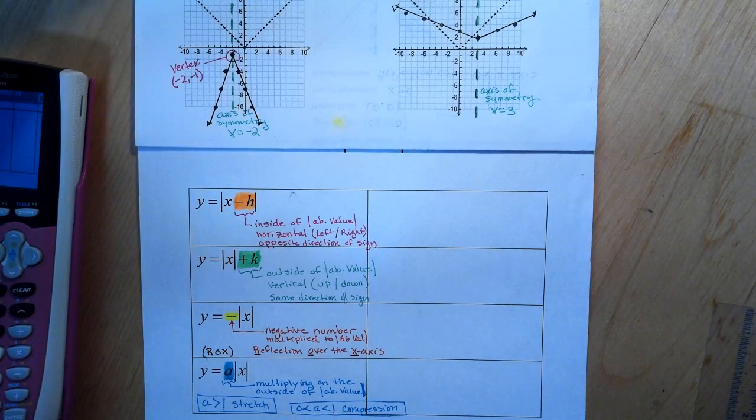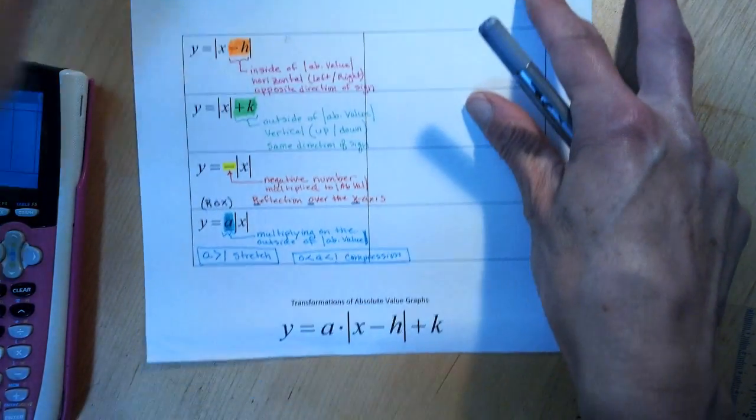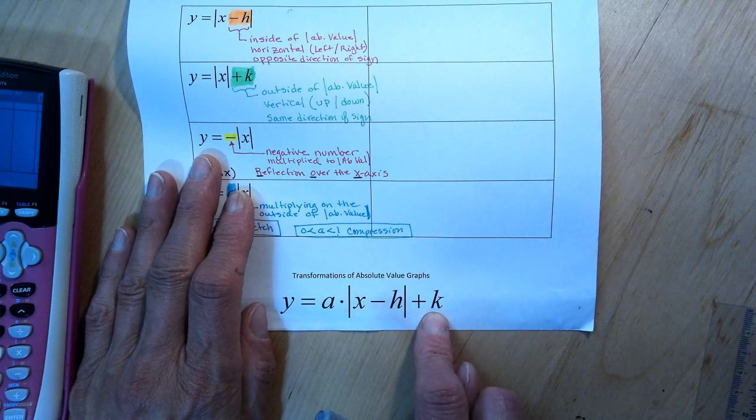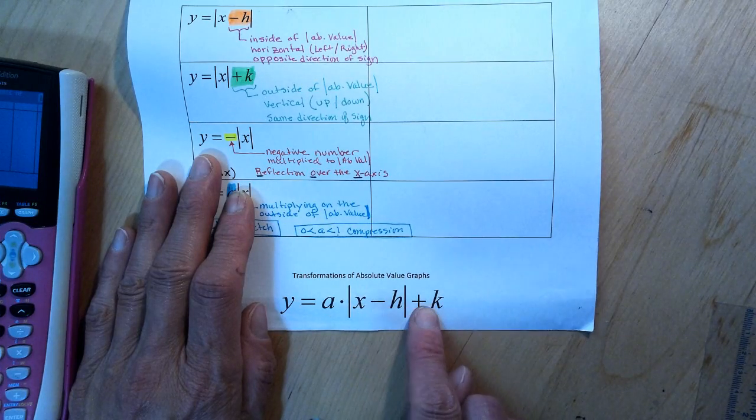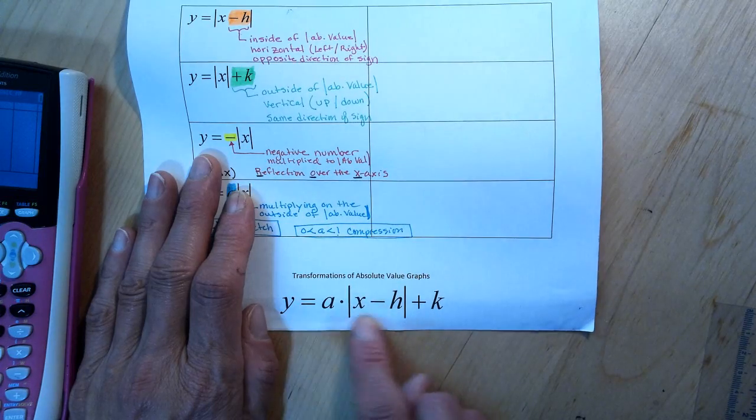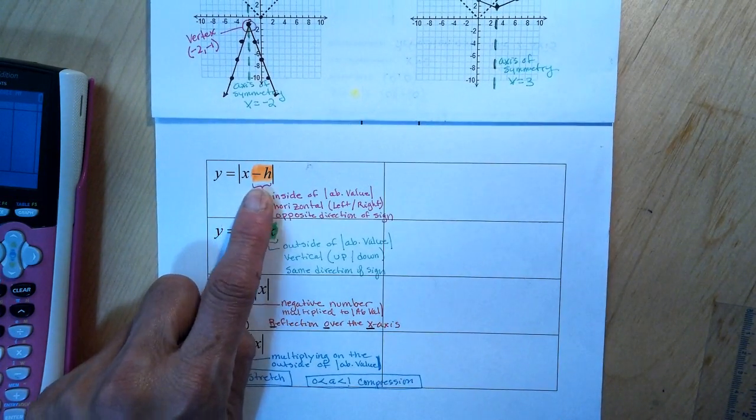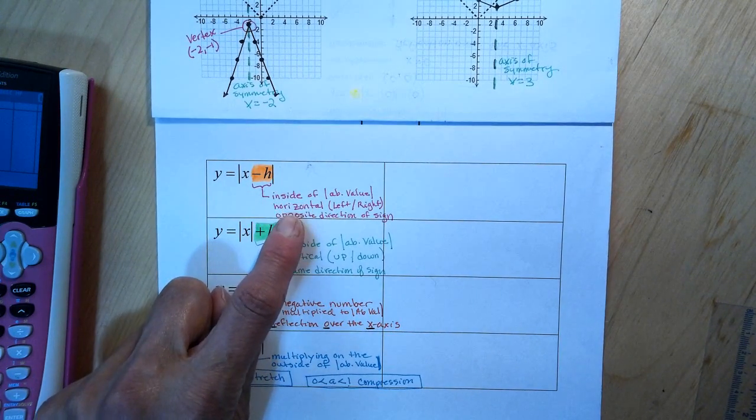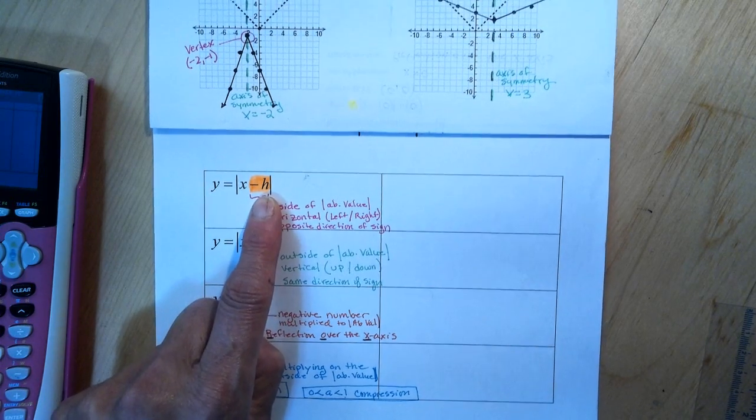In this video, I'm just going to simply review everything that happens with an absolute value function for transformation. So I'm looking at what happens with the a, the h, and the k, which if I were to write it out without any numbers, that's what it would look like. So when we had something happening inside the absolute value, it was a horizontal shift left or right in the opposite direction of the sign.